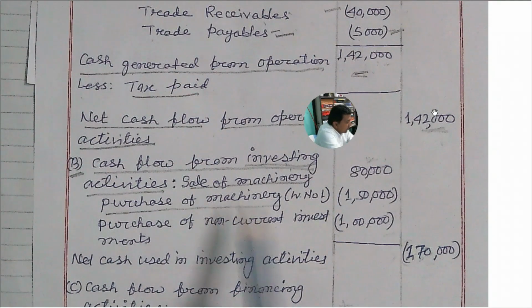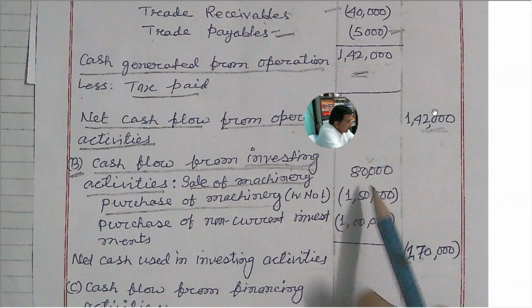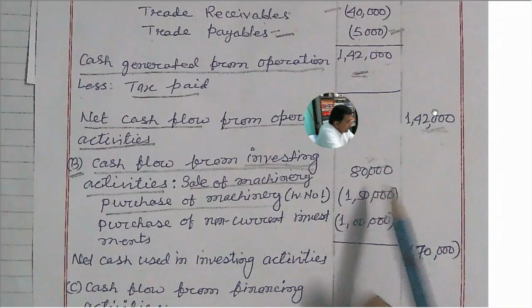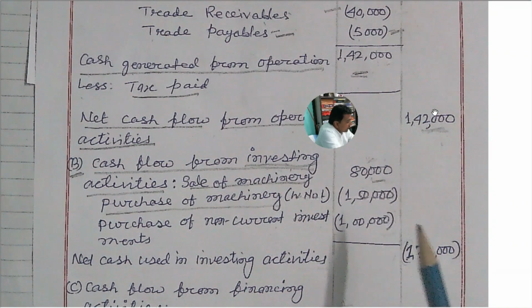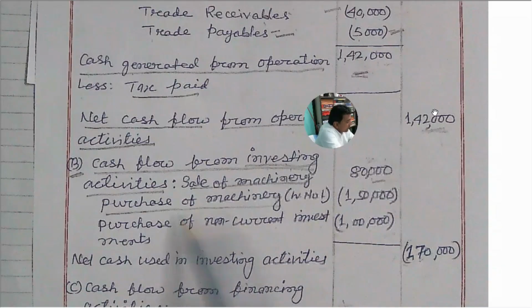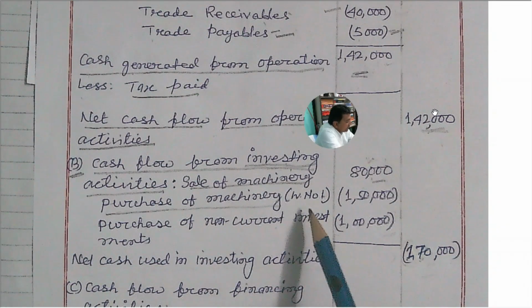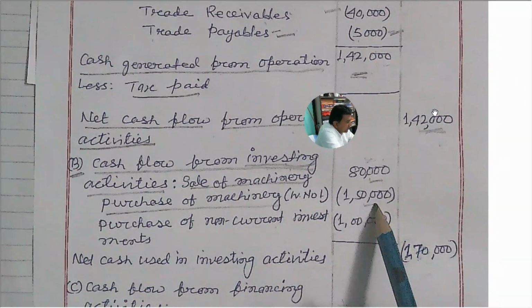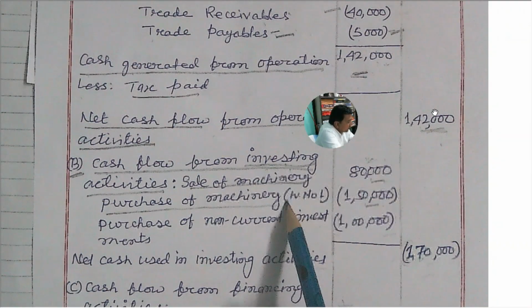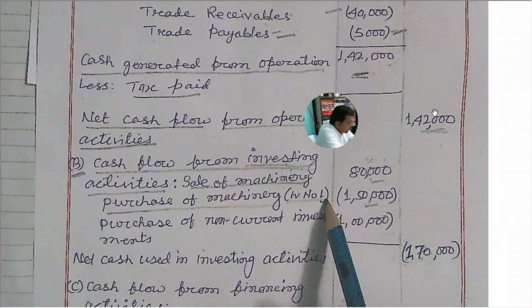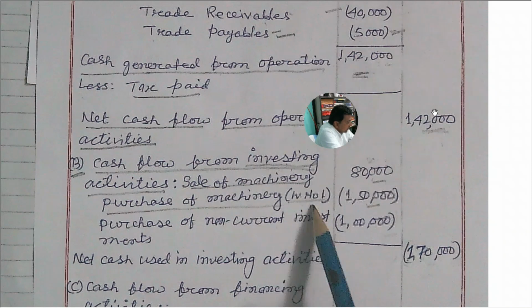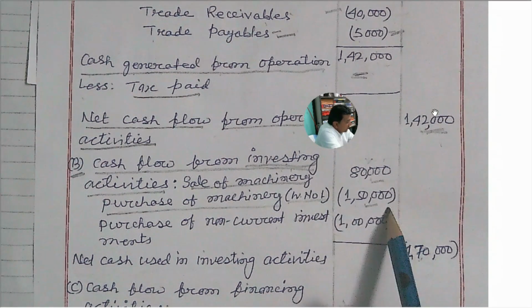So here, sale of machinery is given in the adjustment. By selling machinery, cash inflow is 80,000. Further, additional machinery purchase is 1,50,000. This is supported by working note number 1. Later on I will show you working note number 1, and how we got this 1,50,000.